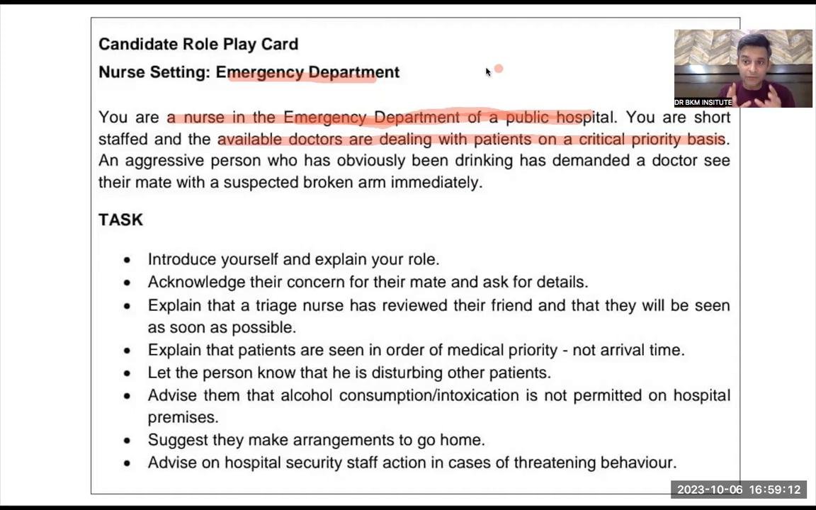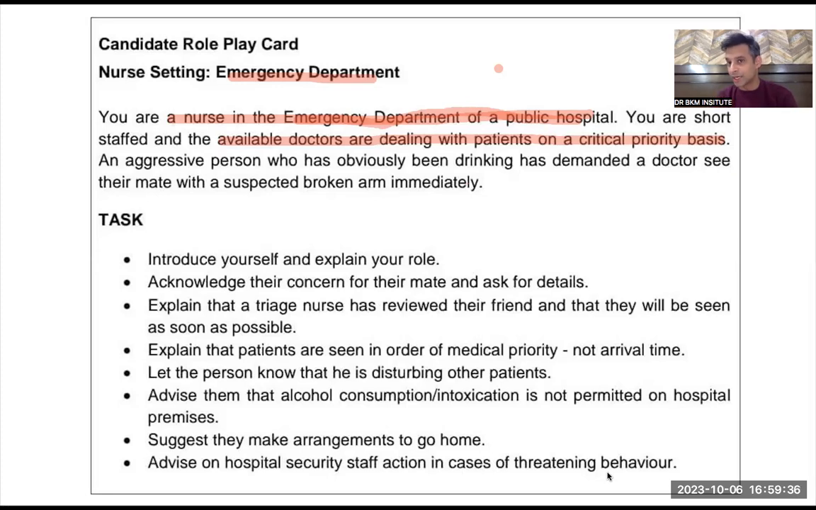So if it comes in the final OET exam, it would surely be given that don't worry, your friend is fine, as your friend has already been reviewed by the nurse and there is no fracture, so there is nothing to worry, you need to go home and you can take the medications like painkillers, and tomorrow you can come. Advise on the hospital security staff action in case of threatening behavior.